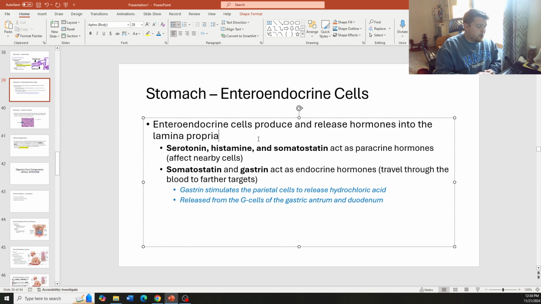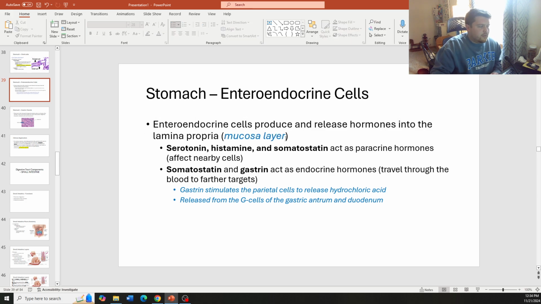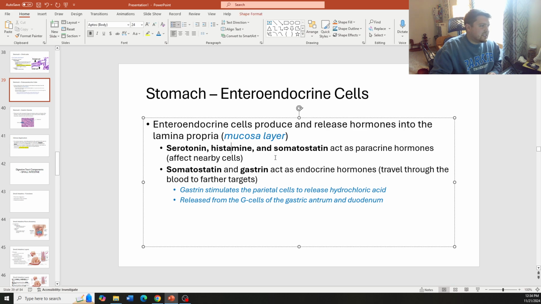If you remember, the lamina propria is part of what? The mucosa layer, right? It's one of those three parts of that first layer, the lamina propria. Some of the hormones it releases are serotonin, histamine, and somatostatin. These ones can act as paracrine hormones. Paracrine, para meaning next door, crine referring to endocrine. So paracrine affects nearby or neighboring cells.